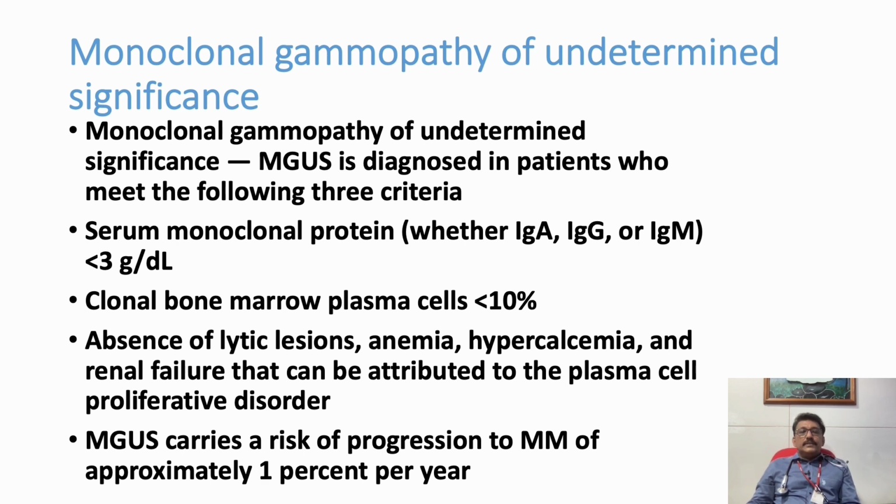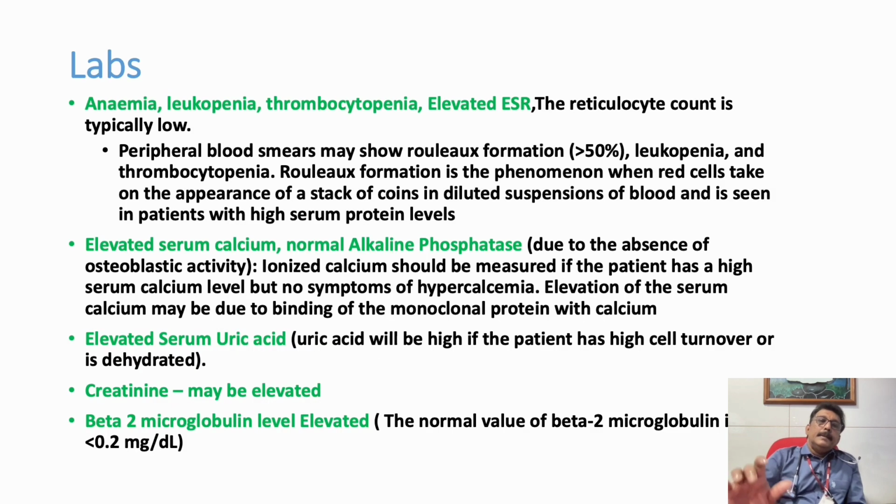Monoclonal gammopathy of unknown origin is diagnosed in patients who meet the following 3 criteria: serum monoclonal protein; clonal bone marrow plasma cells less than 10%, that is very important; and absence of lytic lesions, anemia, hypercalcemia, renal failure that can be attributed to plasma cell proliferation. Patients who have MGUS have a risk of progression to multiple myeloma of 1% per year. So they can be called precursors of multiple myeloma. They have some features of multiple myeloma, but they don't have definitive features of multiple myeloma. So some of these patients can progress to multiple myeloma.